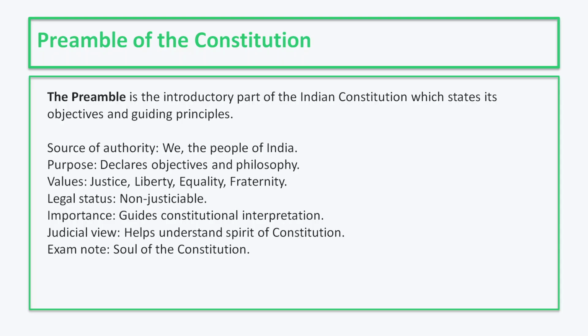Now let's connect this with what is written on the slide. The preamble is the introductory part of the Constitution. It reflects the philosophy and objectives of the Constitution. It contains the core values like justice, liberty, equality, and fraternity. It also helps in constitutional interpretation.